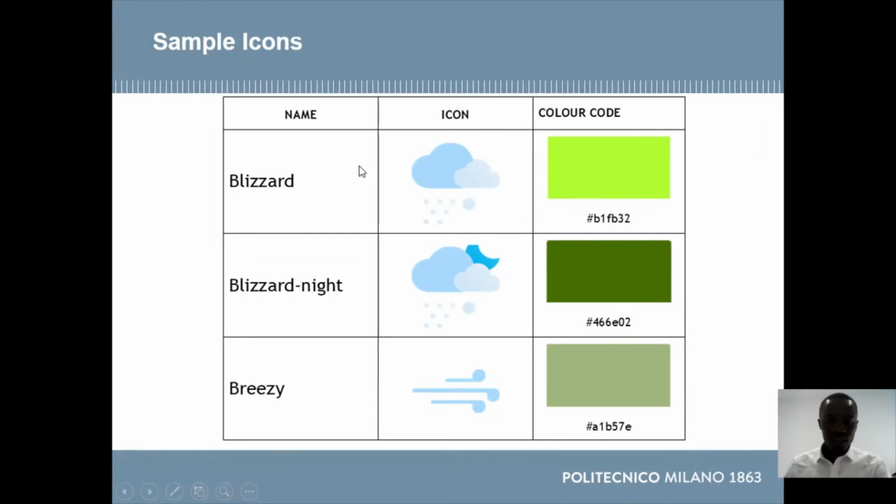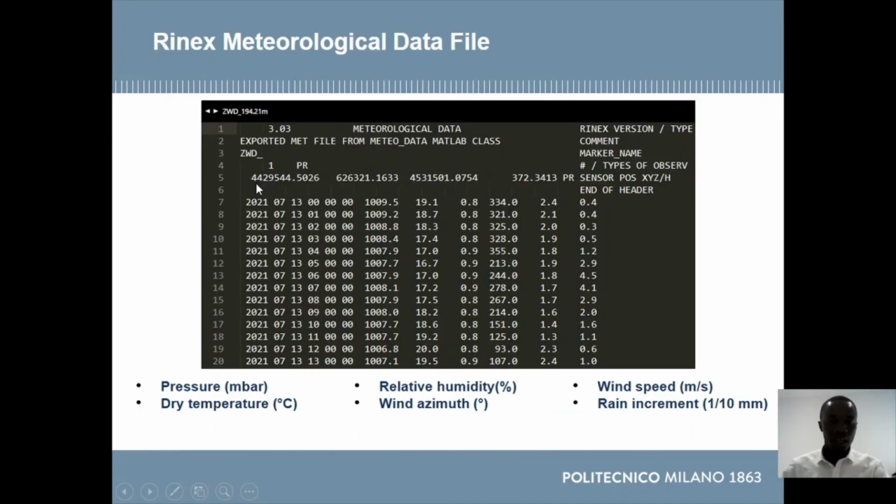And this is also a sample of the icons and the patch colors that are used to represent the weather conditions. And this is also a sample of the RINEX meteorological file that is generated. It contains header information, which is information about the entire file itself, and then the main data containing the meteorological information.